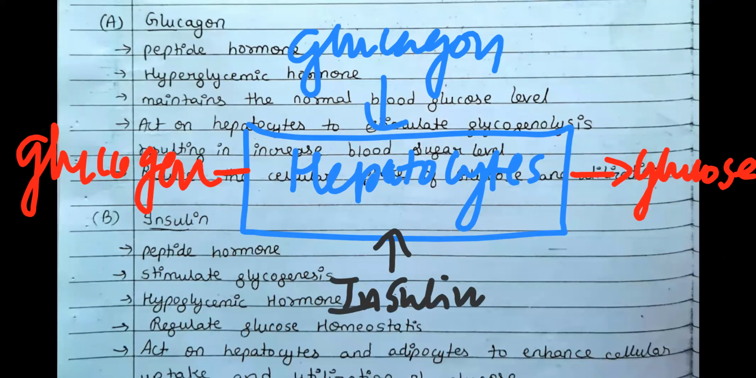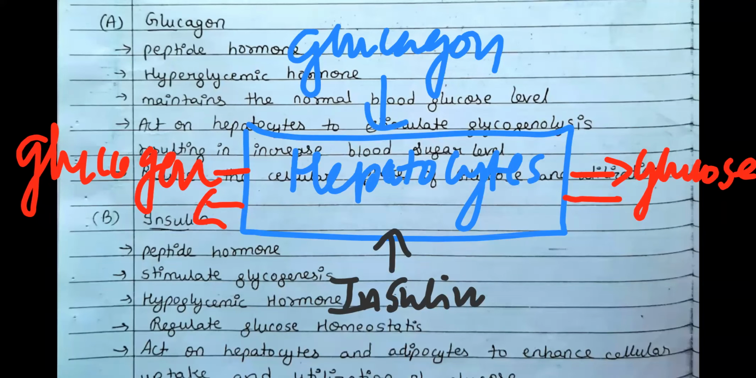Insulin will be secreted by beta cells. It's a hypoglycemic hormone. It will stimulate the hepatocytes to convert the glucose into glycogen. That is glycogenesis. Agar glycogen breakdown ko glycogenolysis kehte hai, toh glycogen formation ko glycogenesis kehte hain. So if glucagon was promoting glycogenolysis, insulin will promote glycogenesis, conversion of glucose into glycogen.